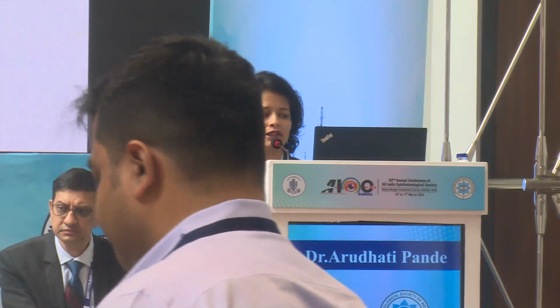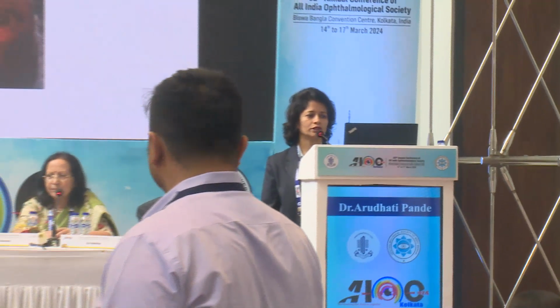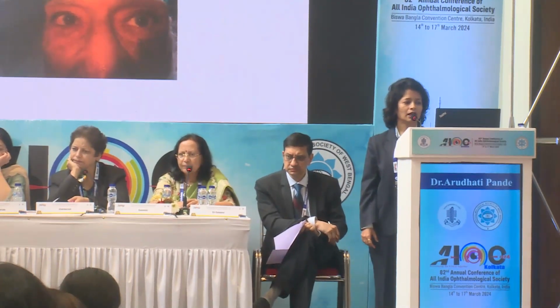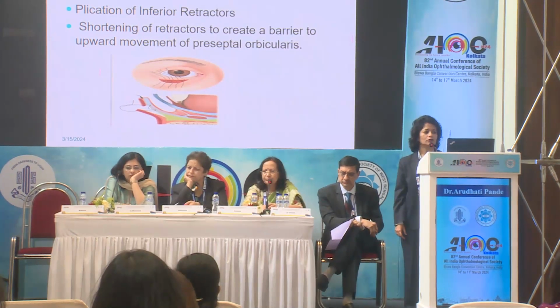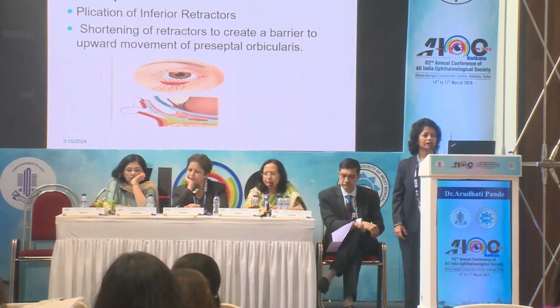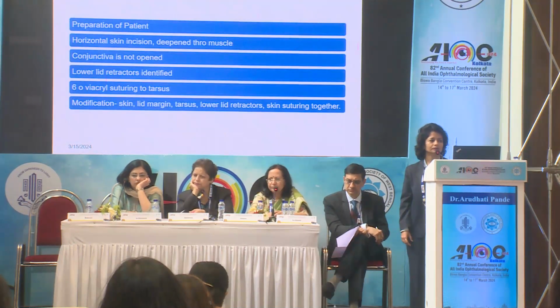So this is a 70-year-old with a lower lid entropion. Post-operatively there was a good correction. And this 70-year-old male had a right mild involutional entropion. The left eye was operated 2 years back, so the left eye had no problem. In this one, the Jones procedure was done. So what is the Jones procedure? It is plication of inferior retractors, shortening of retractors to create a barrier to upward movement of preseptal orbicularis.